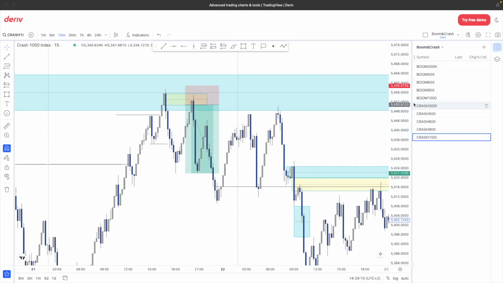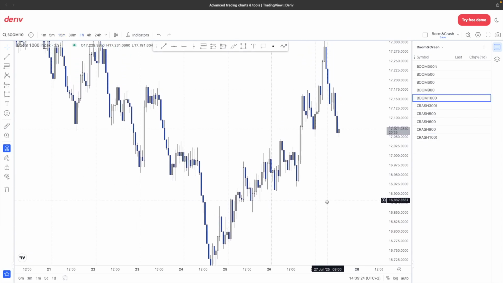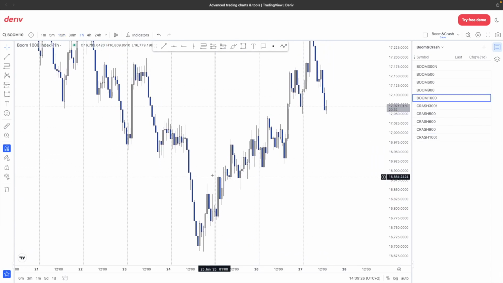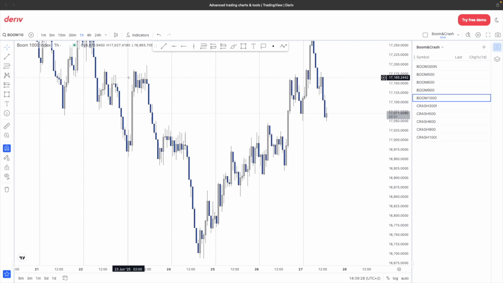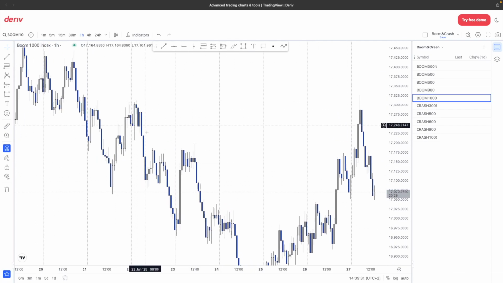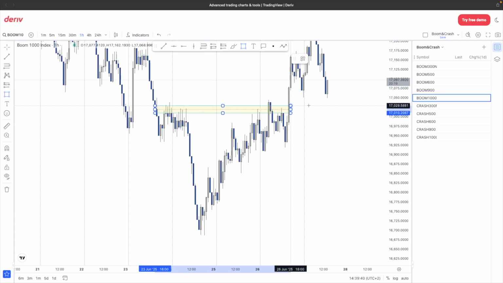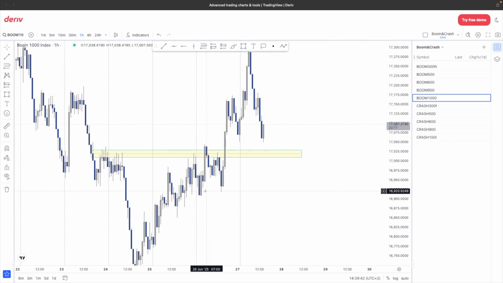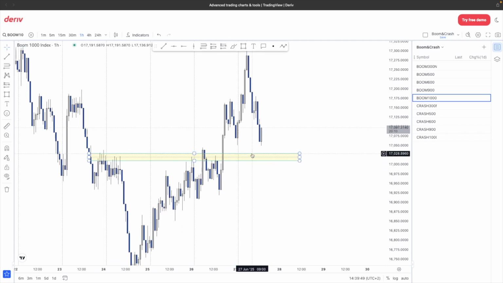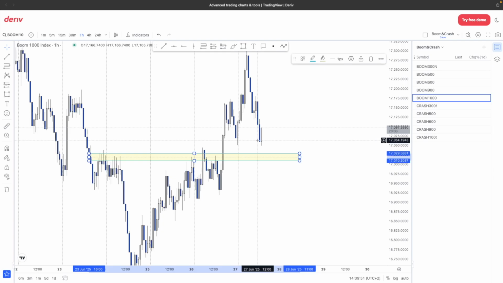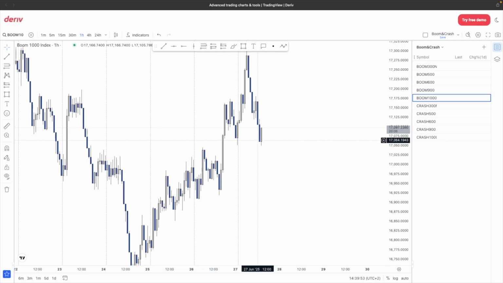Let's quickly go to Boom 1000. So the same thing was happening here. You can clearly see we were in a downtrend right over here, all the way in a downtrend. This high was created right over here. So if you draw out this zone right over here, you can clearly see we had a big break of structure and with a huge push to the upside. So now this confirms we are currently in a bullish market again.